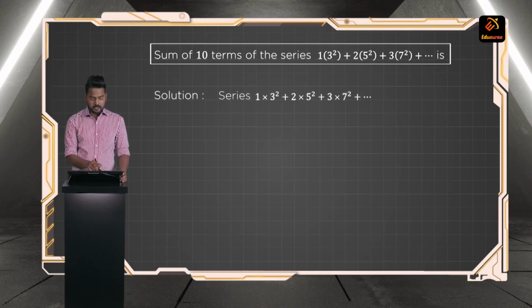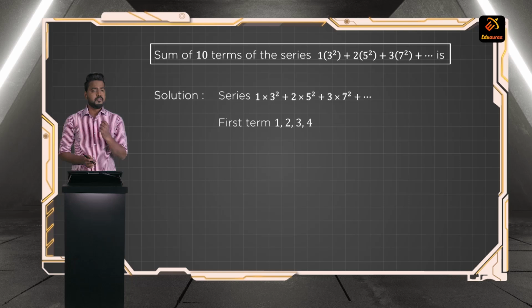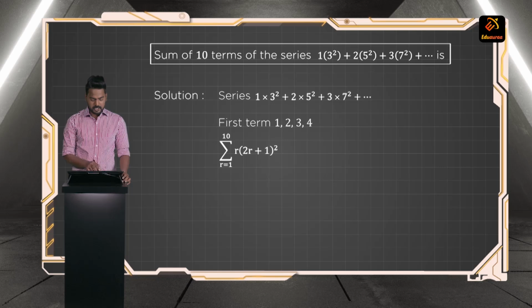So now I will write the series as 1 into 3 square plus 2 into 5 square plus 3 into 7 square plus ... Now forget about the series, just focus on the first terms of the series. So the first terms are 1, 2, 3, 4 and so on. So this is plus plus plus, so I can definitely take summation. So it will be summation of, it is simply 1, 2, 3, 4 and so on.